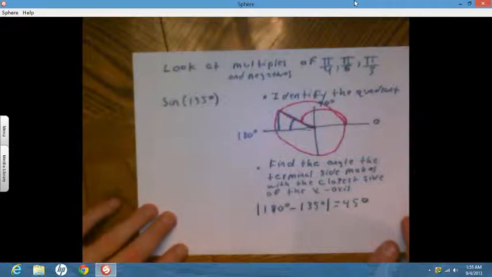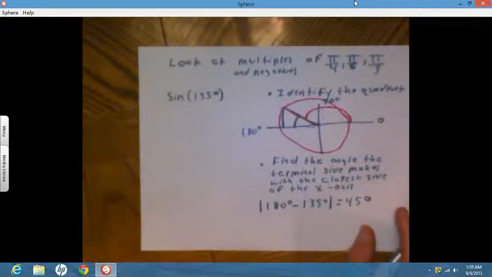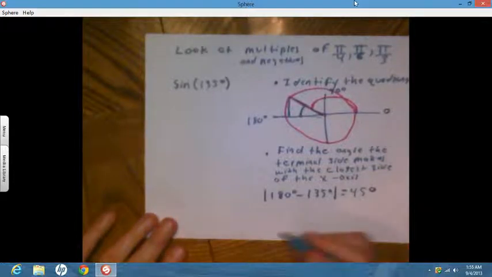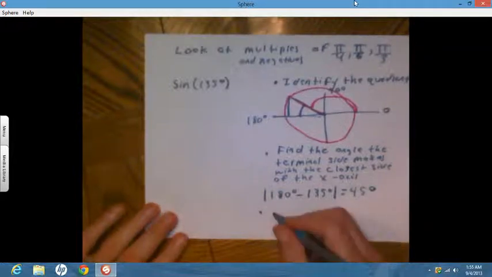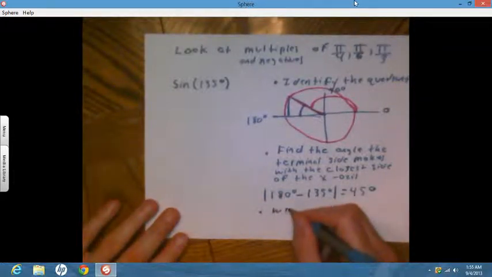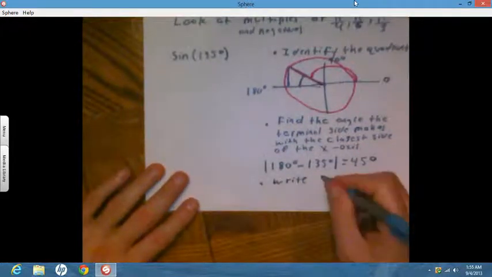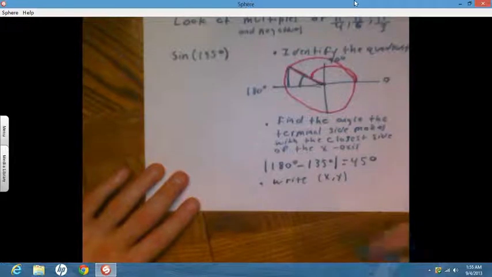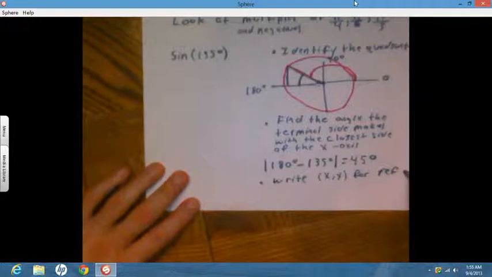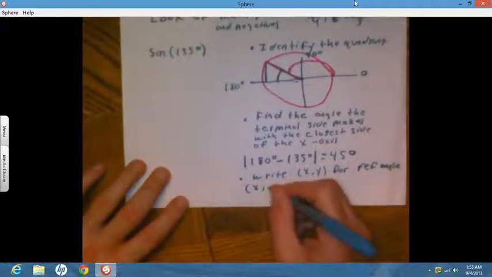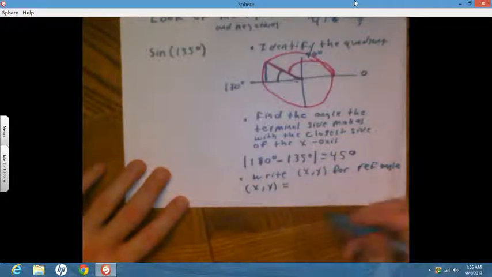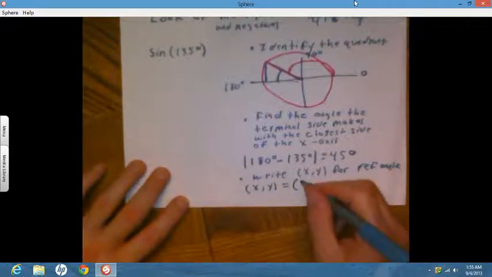And the next thing I'm going to do is I'm going to write my x and y as if my angle were 45 degrees. So I'm going to write x comma y for the reference angle. I'll just put REF for reference angle. Okay? So I'm going to have x comma y. Well, for 45 degrees, the x and y are both square root of 2 over 2.